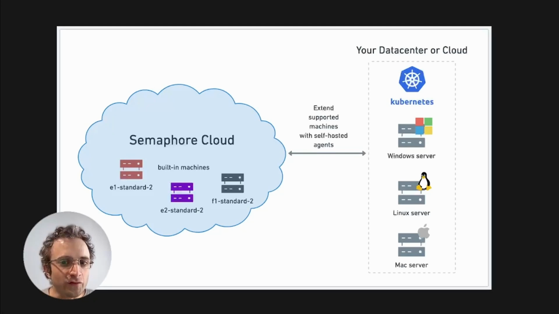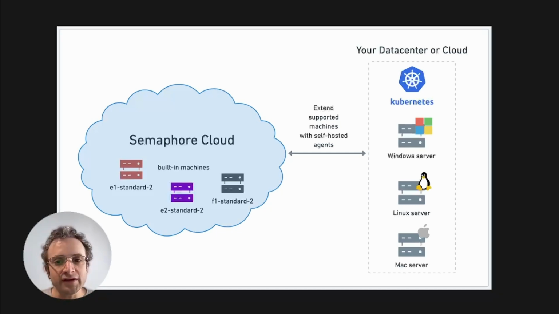Another powerful feature is self-hosted agents. This allows you to extend the machines that Semaphore already provides with your own machines. So for example, if you have servers that you own or rent, or you have cloud services that you have ready to use, you can install the agent on your machine and connect it to the Semaphore cloud and run your jobs on your machines.